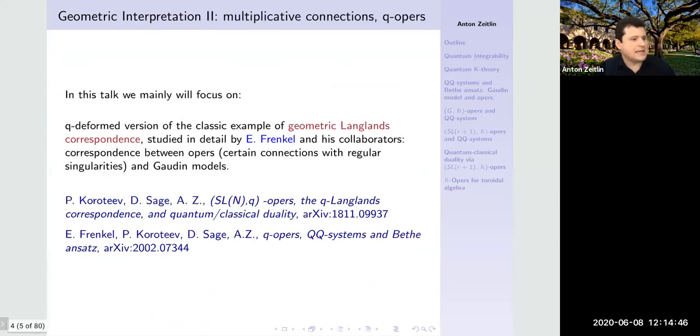What I'm going to talk about is something else. In a way, it's the easier geometric interpretation. It is motivated by the classical limit of that, which was known again from the 90s and the beginning of the 2000s, studied by Edward Frenkel and his collaborators. There is a famous example of geometric Langlands correspondence, which brings together Gaudin models, which are almost like the classical version of models solved by Bethe ansatz, and connections on a projective line with certain singularities. So in this talk, the main topic will be the q-deformation of that construction. There are a couple of references I wanted to bring in. This is based on work with Peter, Ben Sage and Edward Frenkel.